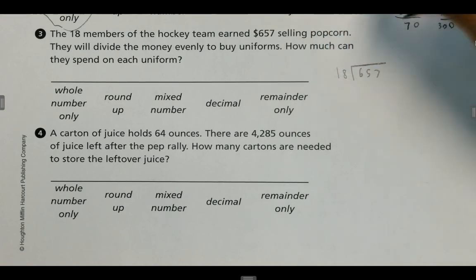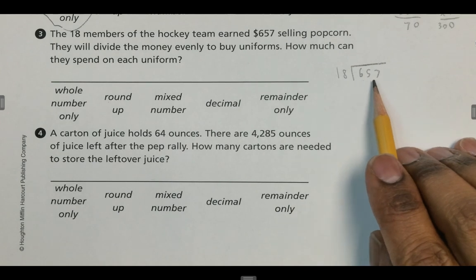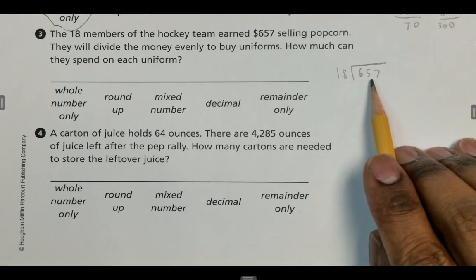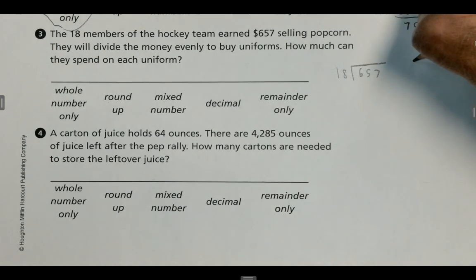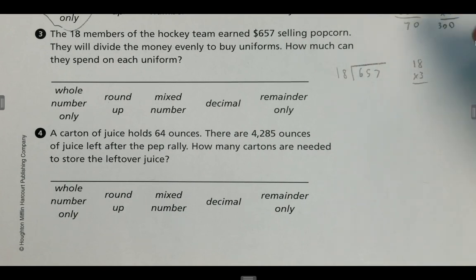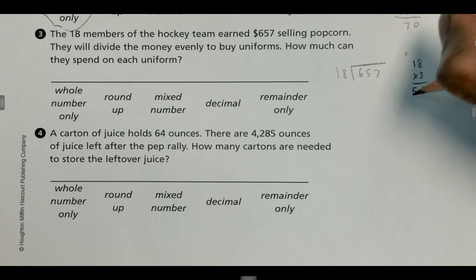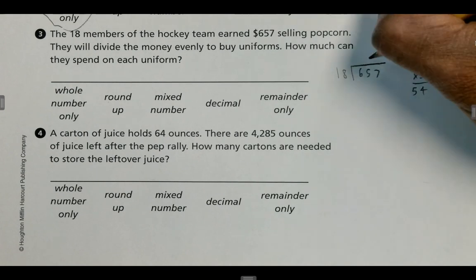I'm going to think about 18 as 20. How many times does 20 go into 65? About 3 times. Let's test that out with a side calculation. 18 times 3. 3 times 8 is 24. 4 comes down, 2 gets carried. 3 times 1 is 3 plus the 2 is 5.